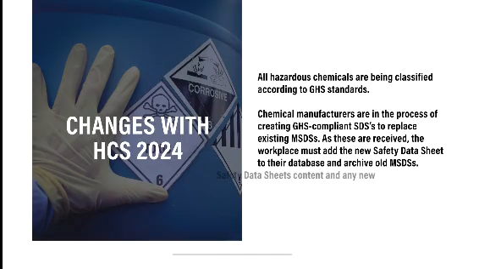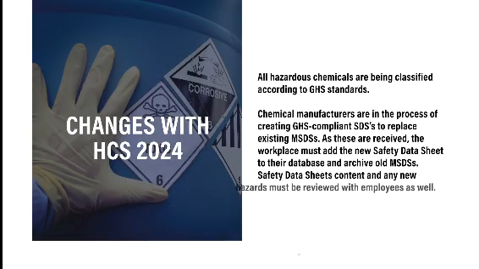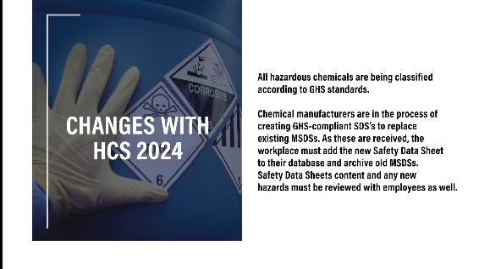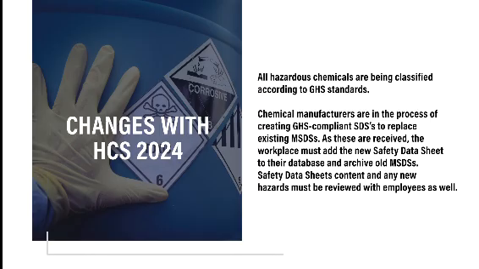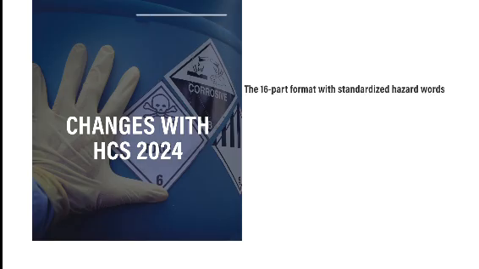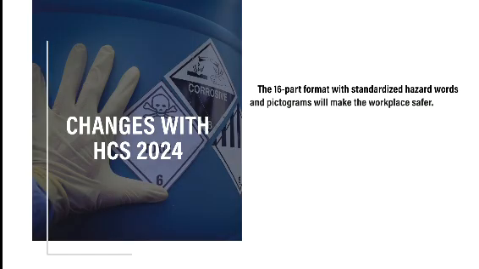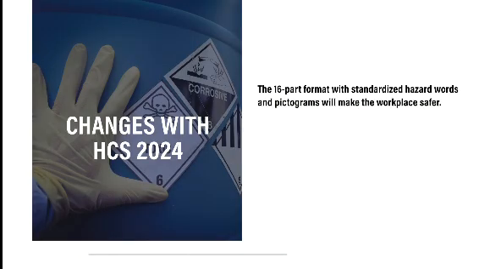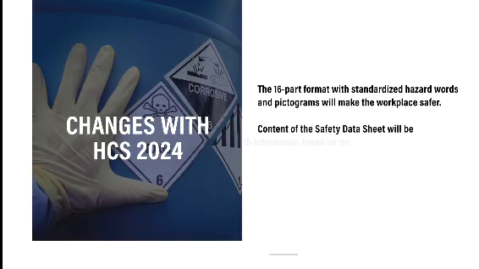As these are received, the workplace must add the new safety data sheet to their database and archive old MSDSs. Safety data sheet's content and any new hazards must be reviewed with employees as well. The 16-part format with standardized hazard words and pictograms will make the workplace safer. Content of the safety data sheet will be consistent with information found on the chemical label.